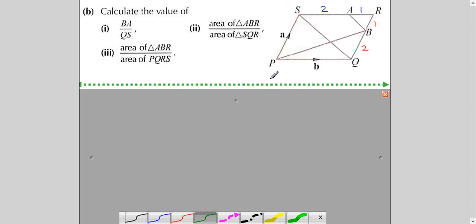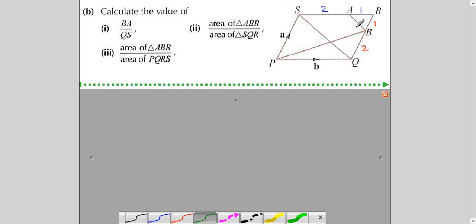Now the last part of the question. The first part is saying calculate the value of BA over QS. Now we will see what BA is. BA is this side and QS is this side. Now if you see here, what is the relation between this side and this side? At a glance it doesn't look like it, right? But if you notice, this is a parallelogram, right?